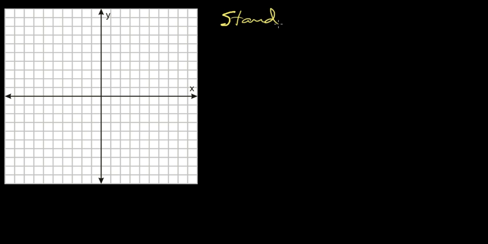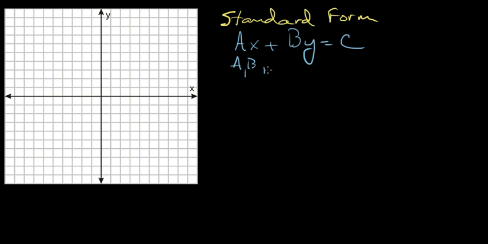Standard form. And let's make this a little less bold maybe. Alright, standard form of an equation is ax plus by equals c. Now, a, b, and c are integers, okay? And don't worry about that. That just means a, b, and c can't be a fraction or a decimal, okay? So a, b, and c are integers.